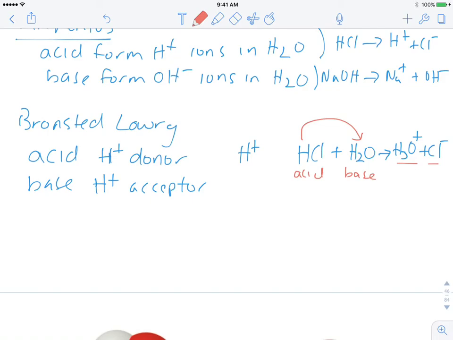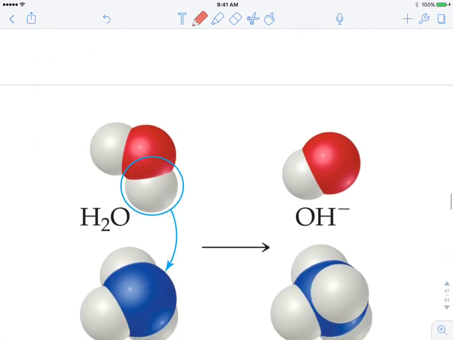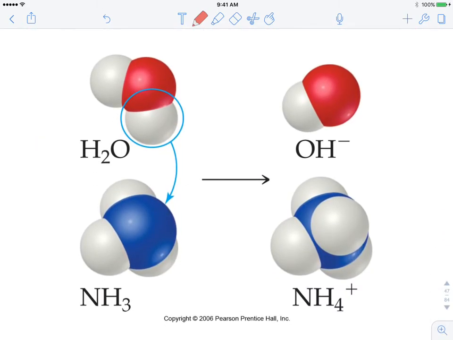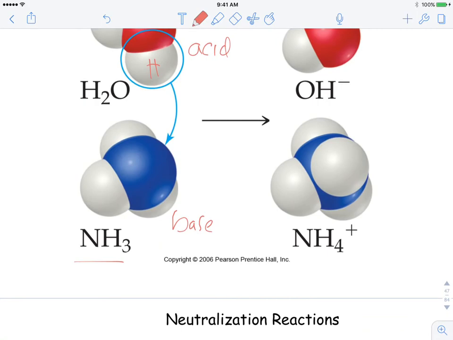How does this look on the molecular level? Well, here they're showing water now reacting with another substance, in this case ammonia. The H2O, here's my H. It's being given to the ammonia. In this case, the water acts as an acid. It's donating its hydrogen to the ammonia, and this acts as the base. They have a name for that. It's called being amphoteric or amphiprotic.